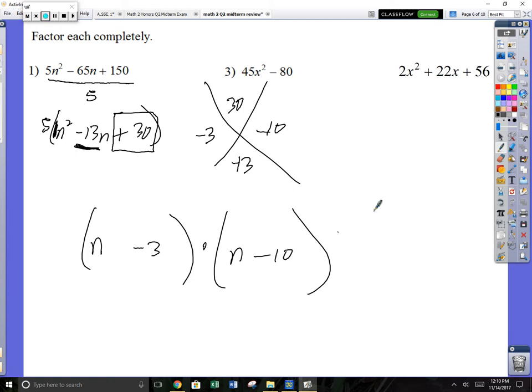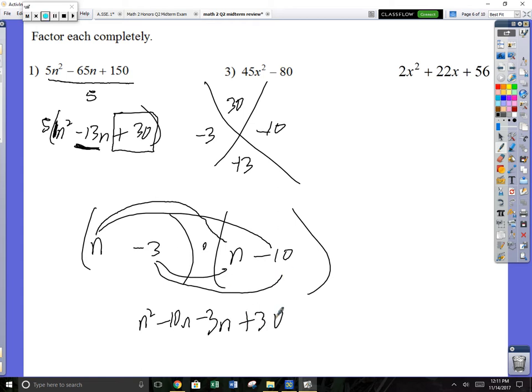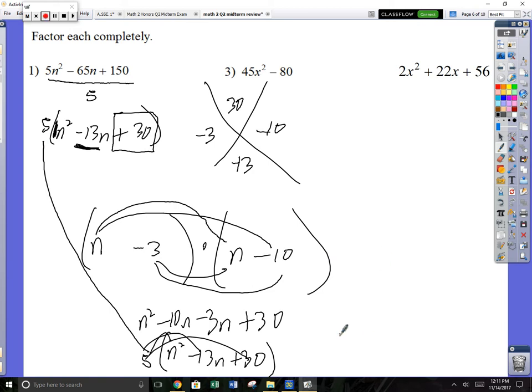And you check your work before you submit it. So if you distribute through, n times n gives you n squared. N times a minus 10 is a minus 10n. Minus 3 times n is minus 3n. Minus 3 times minus 10 is a plus 30. And these are like terms. So if you have a minus 10 and a minus 3, that's minus 13n plus 30. And if you times that all by 5, that will give you what we started. So your final answer has to be this. There's 3 factors. 5 times n minus 3 times n minus 10.